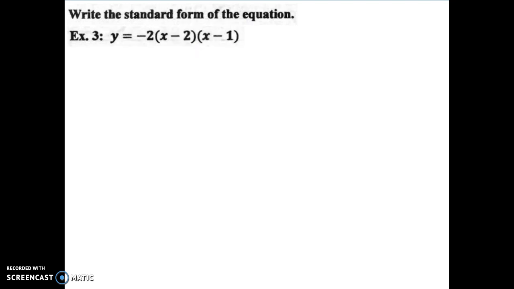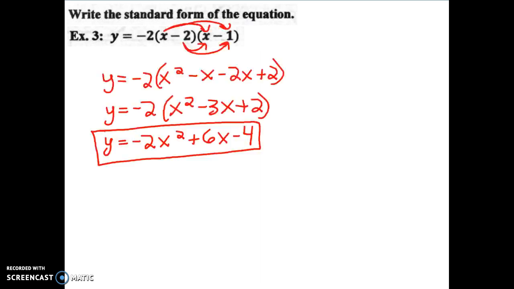Let's do the same with example 3. Press play when you're ready to see what the answer is. All right, this is what you should have gotten for example 3.